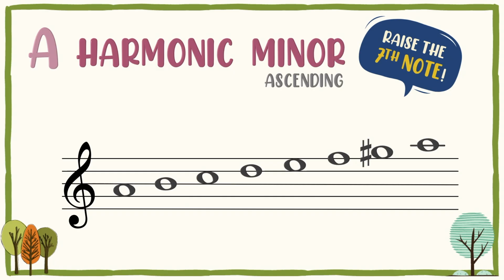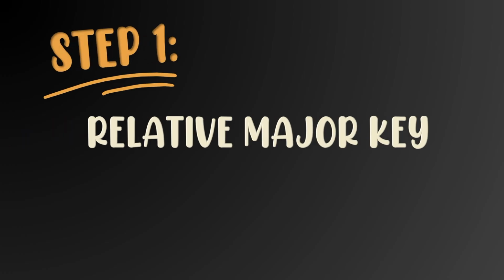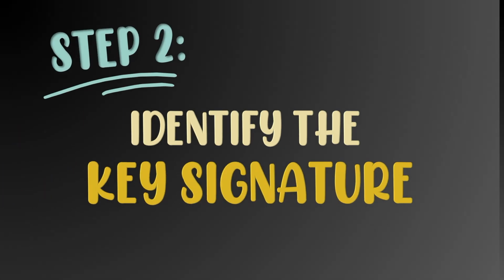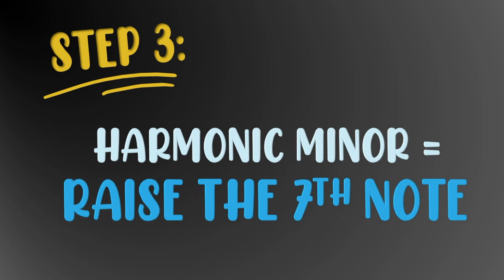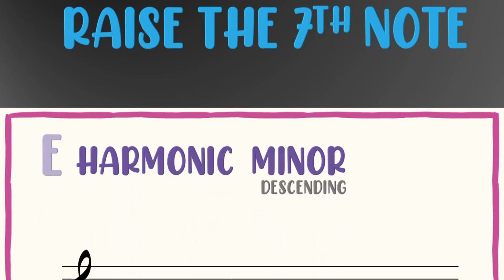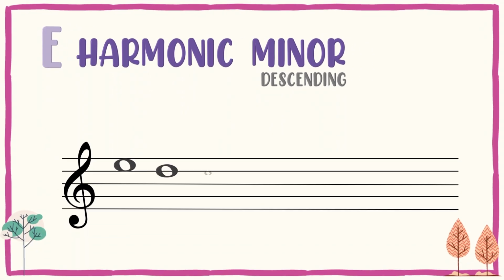Determining a minor scale is now as simple as 1, 2, 3. Step 1. We determine the relative major key, which is 3 semitones higher. Step 2. We identify the key signature. Step 3. For the harmonic minor scale, we raise the 7th note. Now let's look at another example. The E harmonic minor scale, but in descending order.